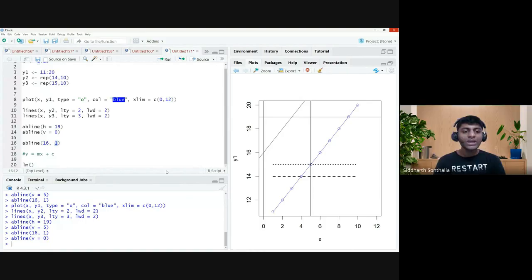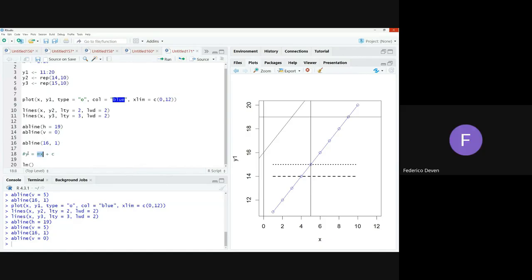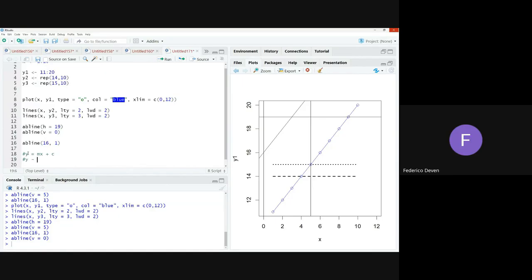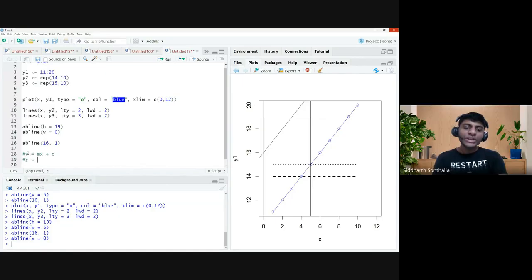So if you think about it, when x is equal to 1, y is equal to 16. No, y is equal to 17, because when x equals 0, then y equals 16. So now, if you say x is equal to 4, then y equals 20. Right, because y equals x plus 16.